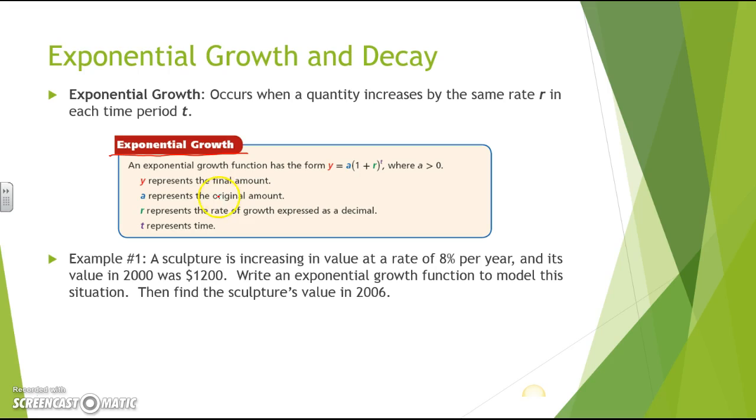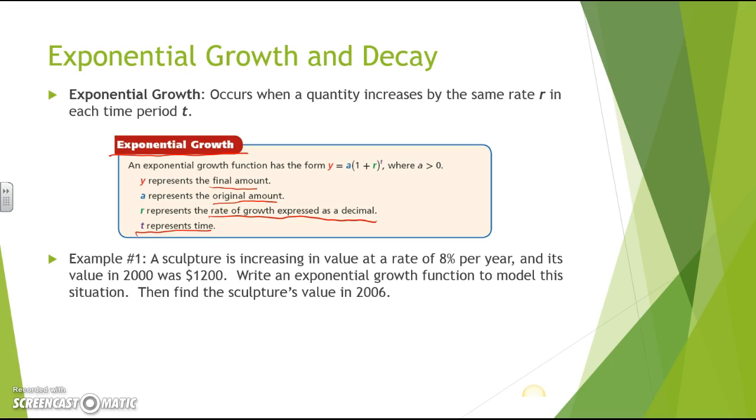y represents your final amount. a represents your original amount. r represents the rate of growth expressed as a decimal. And t represents your time. So let's look at an example working with exponential growth.